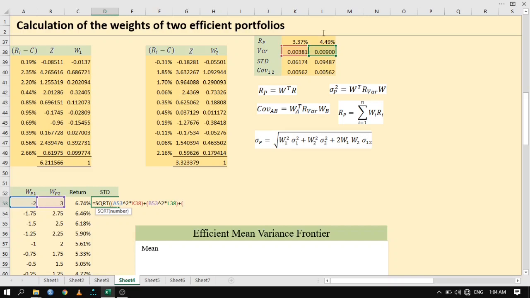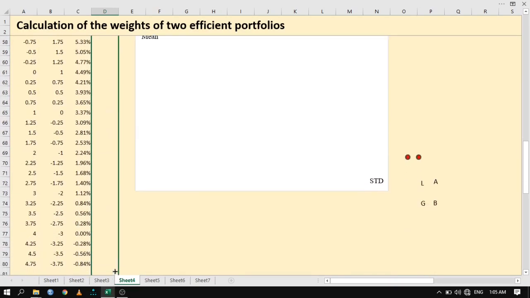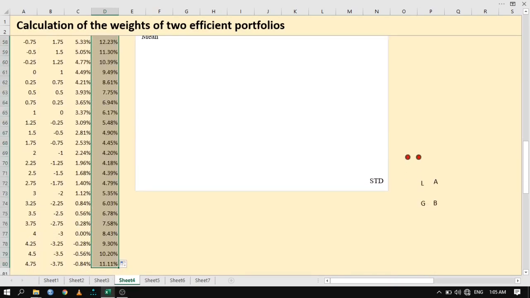plus 2 multiplied by weight 1 multiplied by weight 2 multiplied by the covariance between the two portfolios, this one, right? I'm going to fix these values, F4, F4, F4, enter. So you get the standard deviation value here, and copy it down so you get all these values.